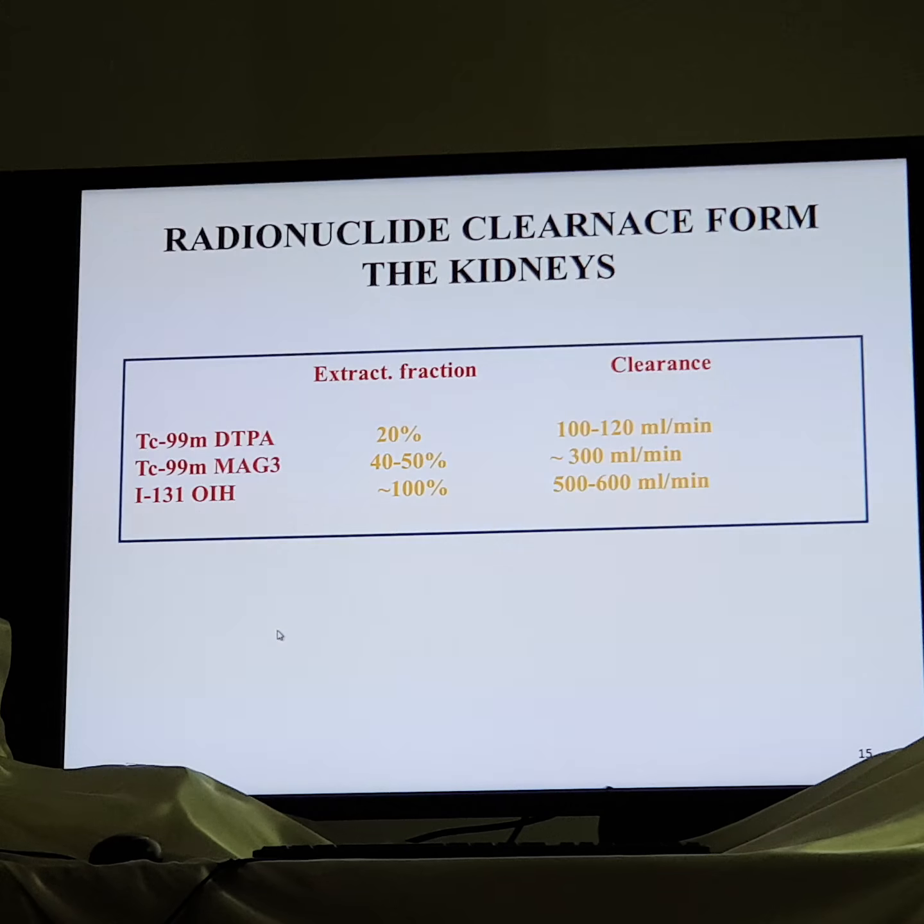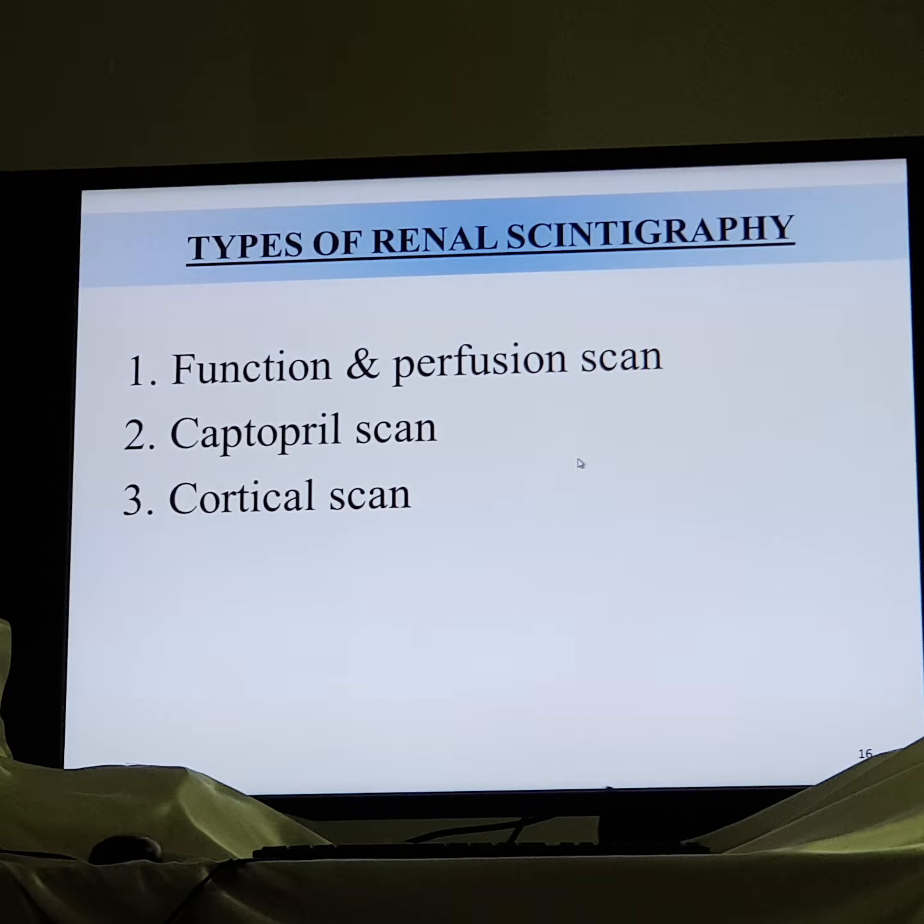Okay, DTPA, as we said, 20% will be filtered within each cycle, and MAG3, 40 to 50% will be filtered in each cycle, and with iodine, either 131 or 123, now we are using 123, 100% of the clearance or filter by each cycle. So in each cycle the kidney will clear the blood of the dose of this type of radiopharmaceutical. Okay.